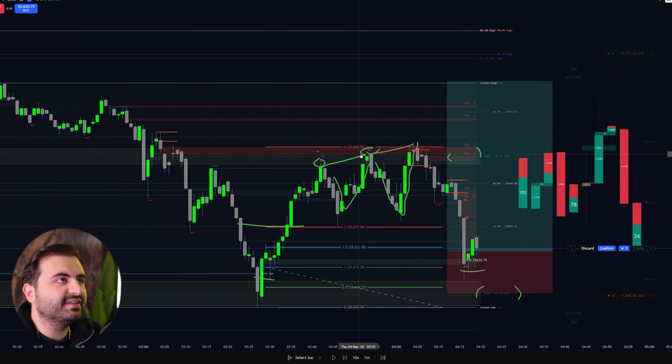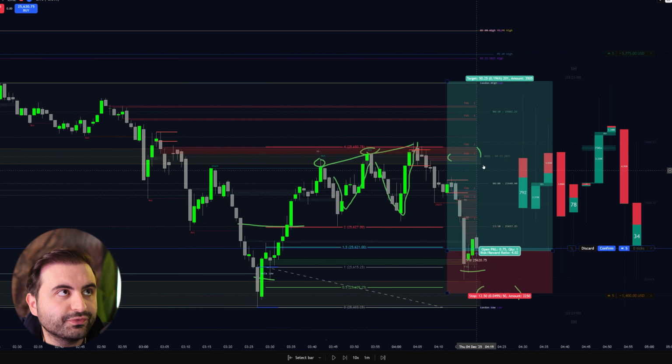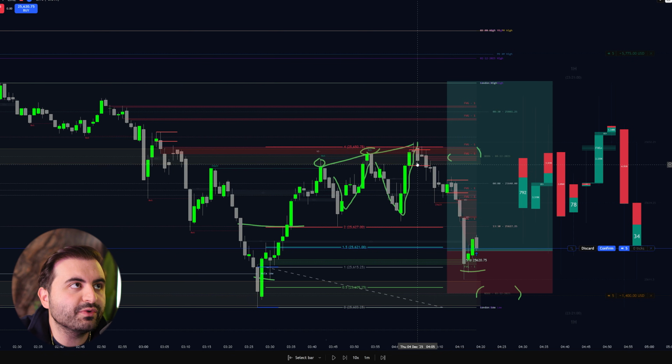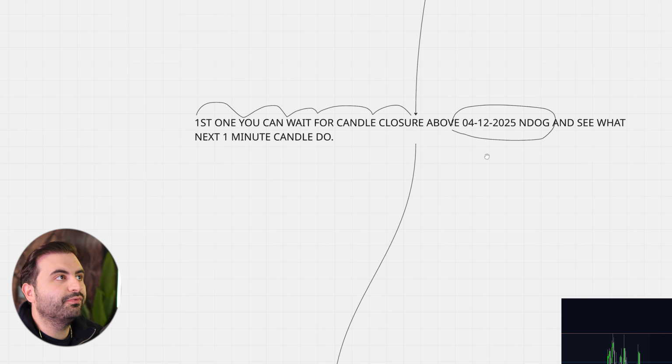Remember what I say to you here. We never get any solid bullish candle closure inside of this new day opening gap. Every time we trade into it, we pulled back. So this is a golden tip for you.